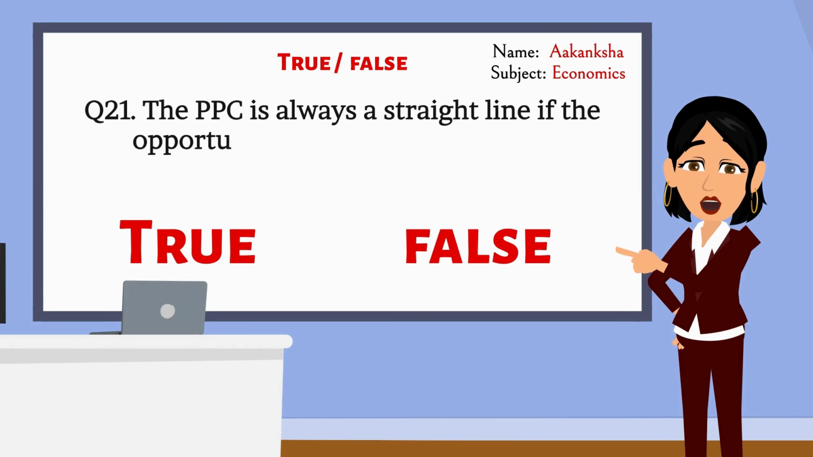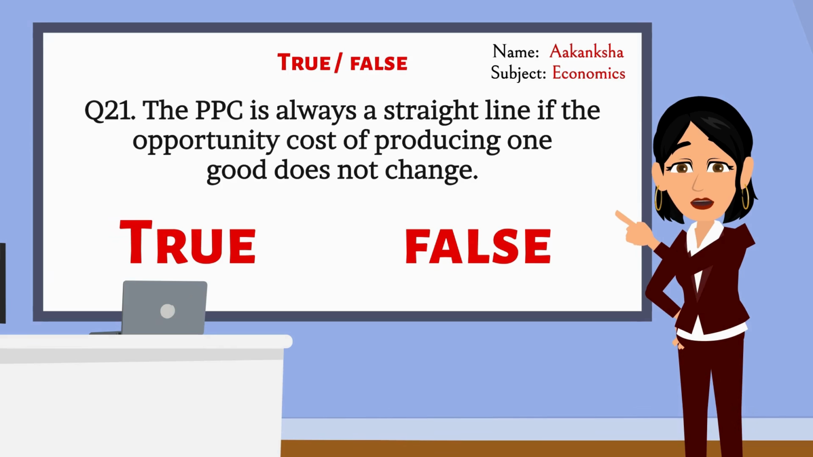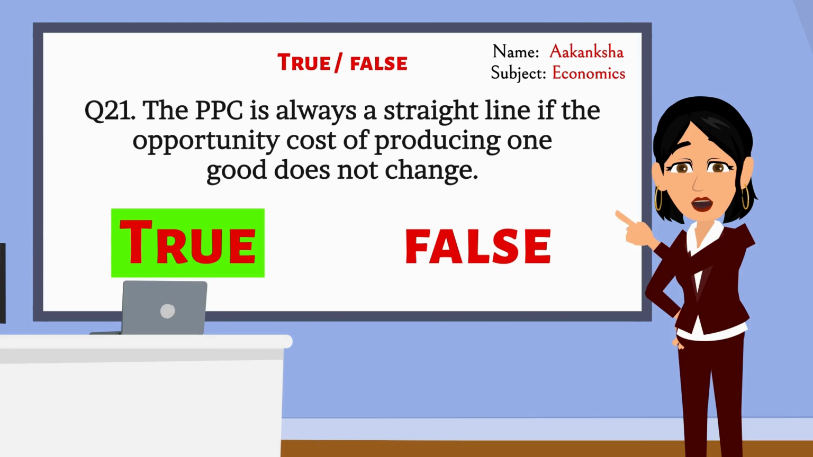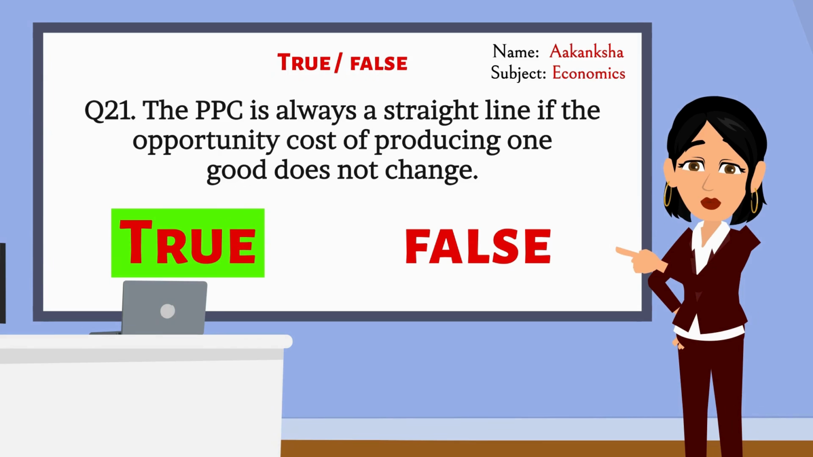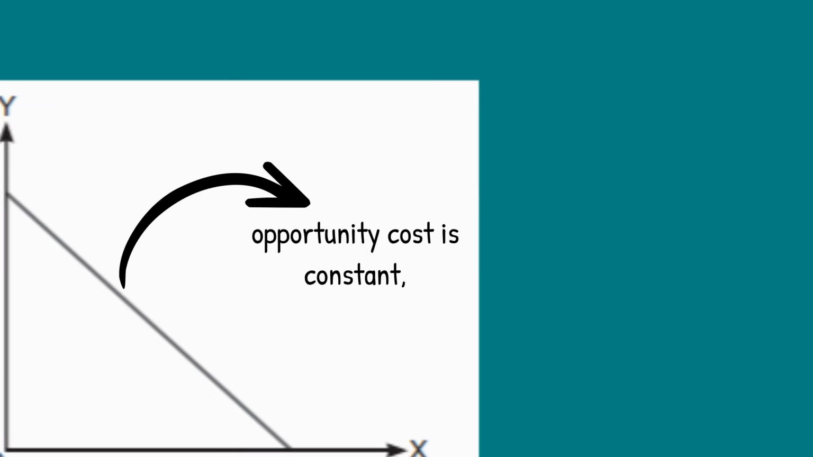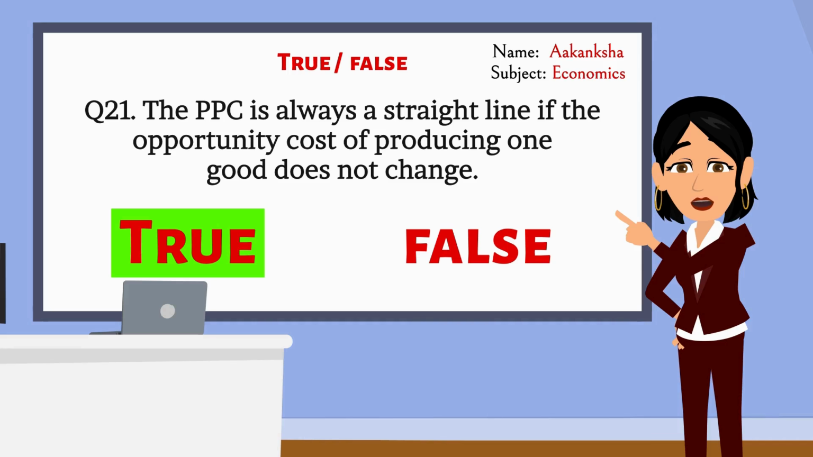Question 21. The PPC is always a straight line if the opportunity cost of producing one good does not change. True or false? It's a true statement, ma'am. Correct, Nishant. The PPC is always a straight line if the opportunity cost of producing one good does not change. Why is that true? A straight line PPC means the opportunity cost is constant, which happens when resources are equally efficient in producing both goods. Excellent explanation, Nishant. Let's move on.